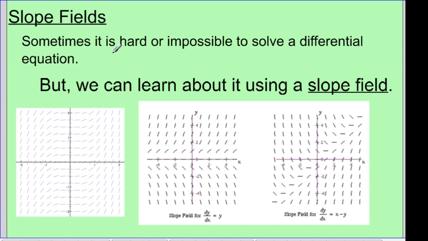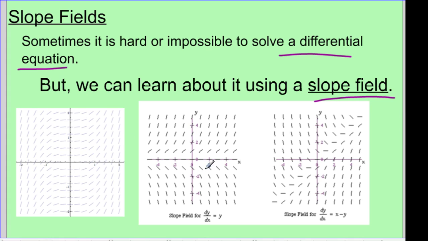So this is new, and this is going to show up a lot. Sometimes it's hard to find a solution for a differential equation. Those don't always work out. But we can figure out the shape using a slope field. So a slope field is basically, instead of just plotting a bunch of points, like all the points in a function, at every point on the graph, we plot what the slope would be.